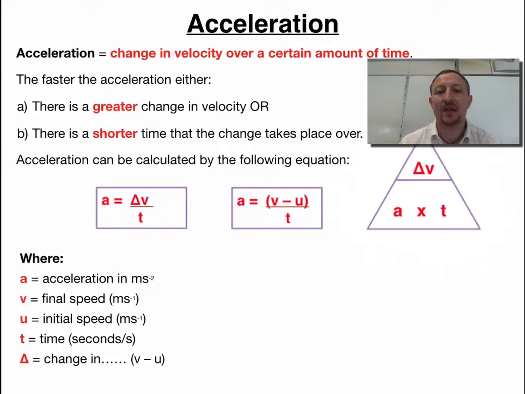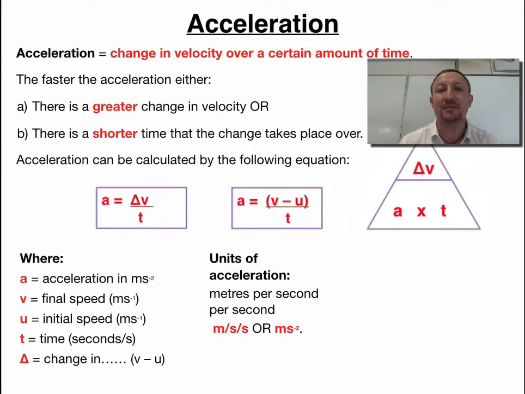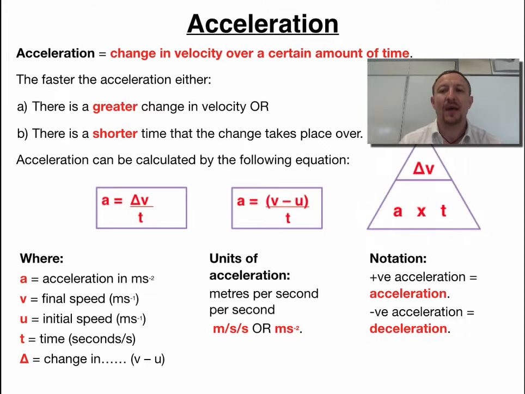Now acceleration is given the notation meters per second per second. Meters per second is the velocity or the speed, so how is the speed changing per second? As a result you get m/s squared, or m s to the negative 2. Either notation will do, but you do need to be able to recognize them. And as I stated earlier, if we have a positive acceleration, it means that we are accelerating. If we have a negative acceleration, we state we are decelerating or slowing down.